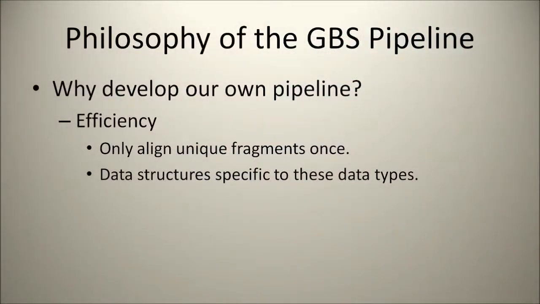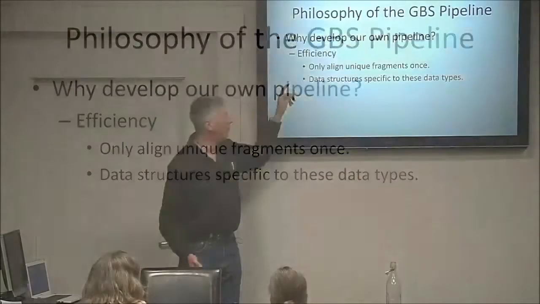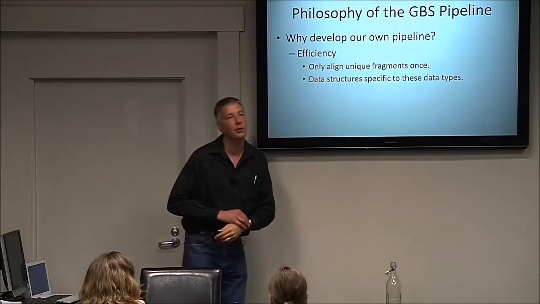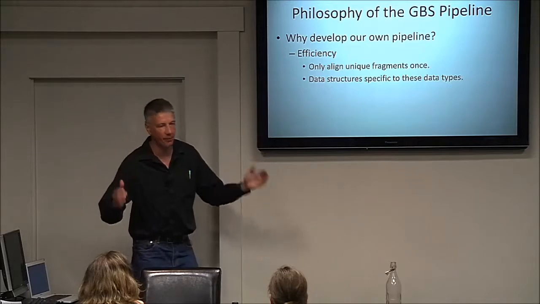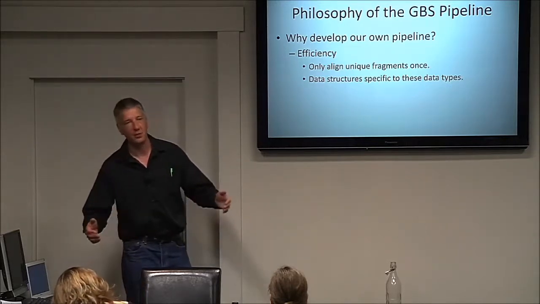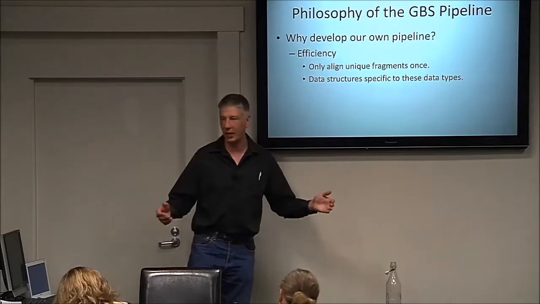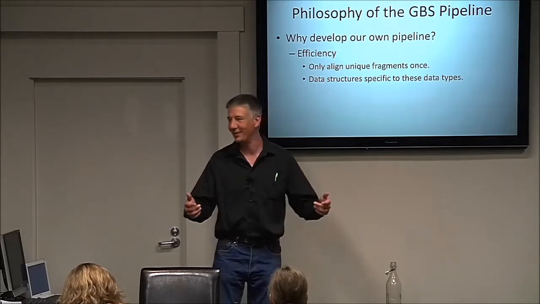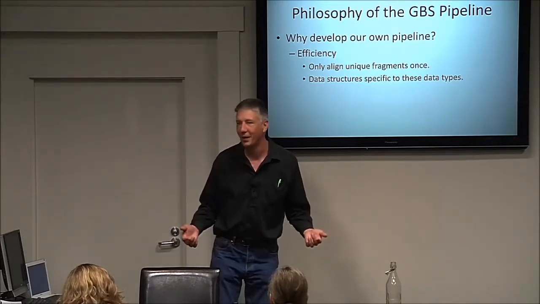So this is the philosophy of the GBS pipeline. Why didn't we just go out and use something somebody else had written? That's always a question. Well, mainly for efficiency, and you're going to see where we get some efficiencies in this pipeline as we go through. One of the big ones is we only align unique fragments once. You could see the same fragment 10 times, 100 times, 1,000 times, 10,000 times, depending on the size of your data set. And if every single time you encountered that fragment you had to align it, that's going to take up computational resources, right?